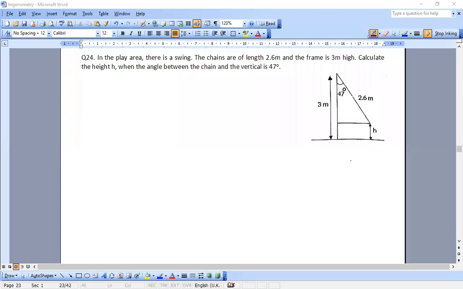In the play area, there is a swing. The chains are of length 2.6 meter and the frame is 3 meter high. Calculate the height h when the angle between the chain and the vertical is 47 degrees.